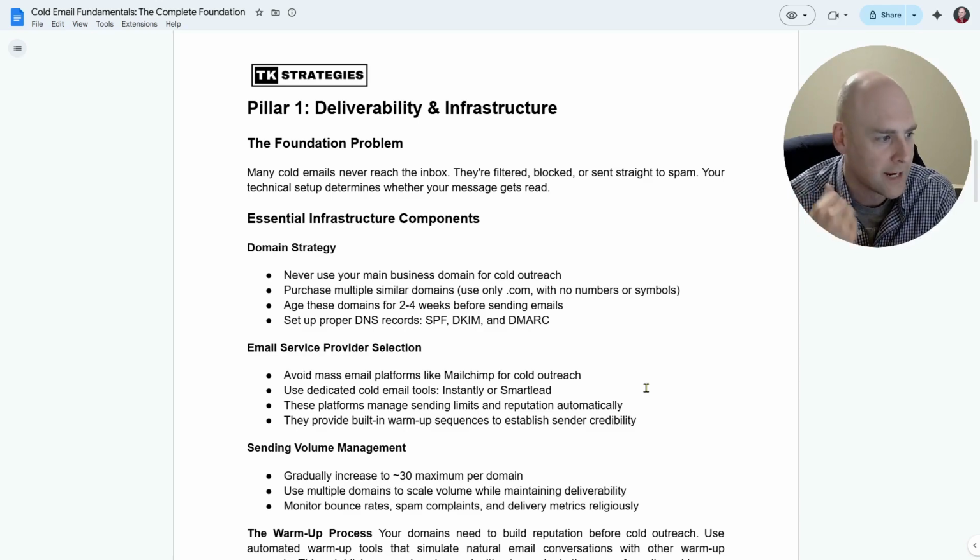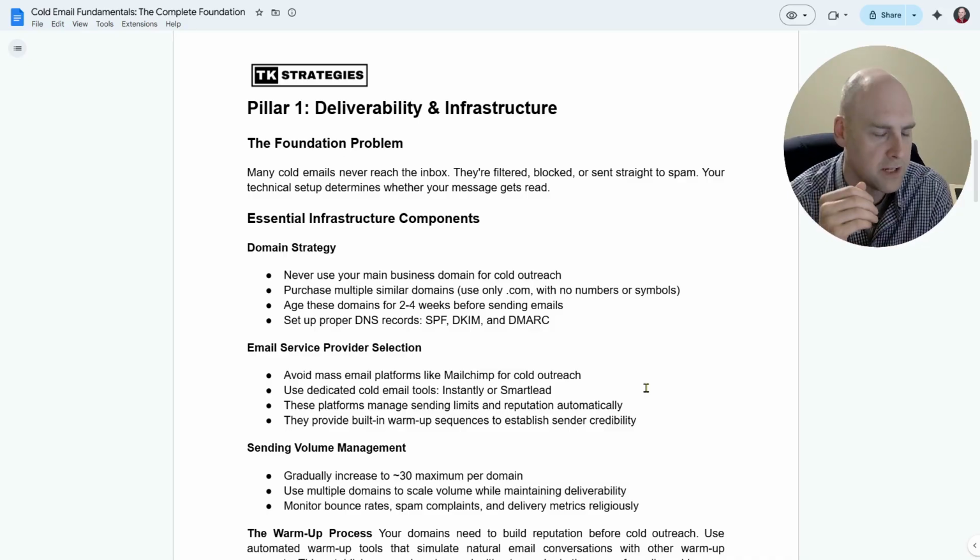Okay. You're going to age these domains. I'll talk about it a little bit later. Warming up your domains: you want to establish a reputation for your email account. That's basically sending emails, and there are tools that you can use to do this.